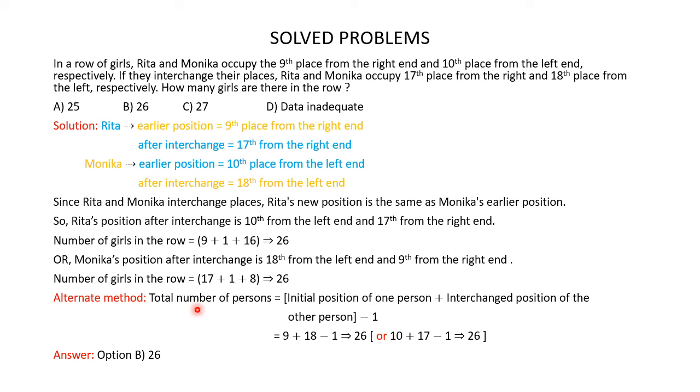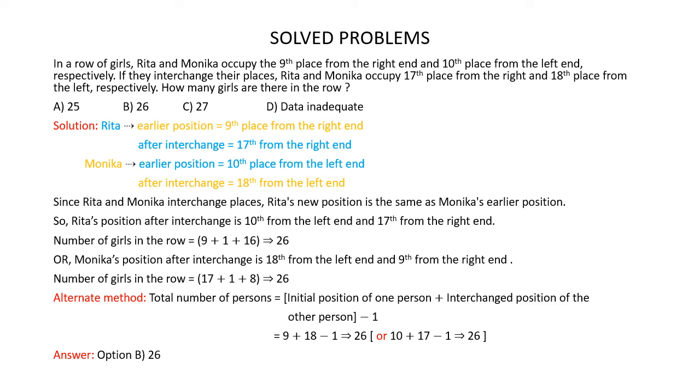So total number of persons in the row is equal to initial position of Rita plus interchanged position of Monica minus 1. We know that the initial position of Rita is ninth place from the right end and interchanged position of Monica is 18th place from the left end. So substituting these values in the formula, we get total number of girls in the row is 9 plus 18 minus 1, which is 26. So there are 26 girls in the row.